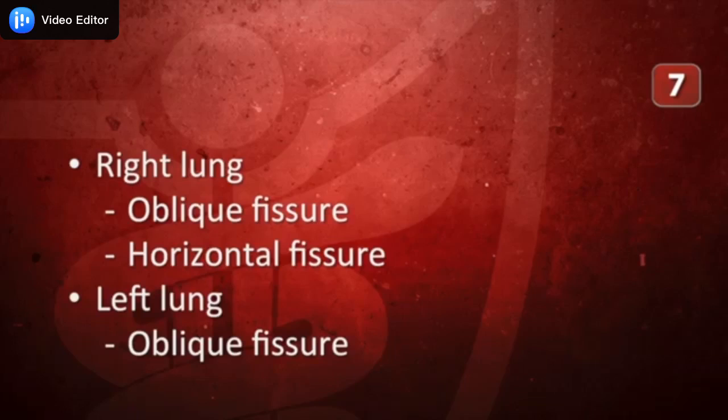What are the fissures of the right lung? What are the fissures of the left lung? Well, the right lung has two fissures: an oblique fissure, which divides the lung into a superior and an inferior lobe, and then also has a horizontal fissure between the superior and the middle lobes. Since the left lung does not have a middle lobe, it only has an oblique fissure separating the superior and the inferior lobes. Next question.